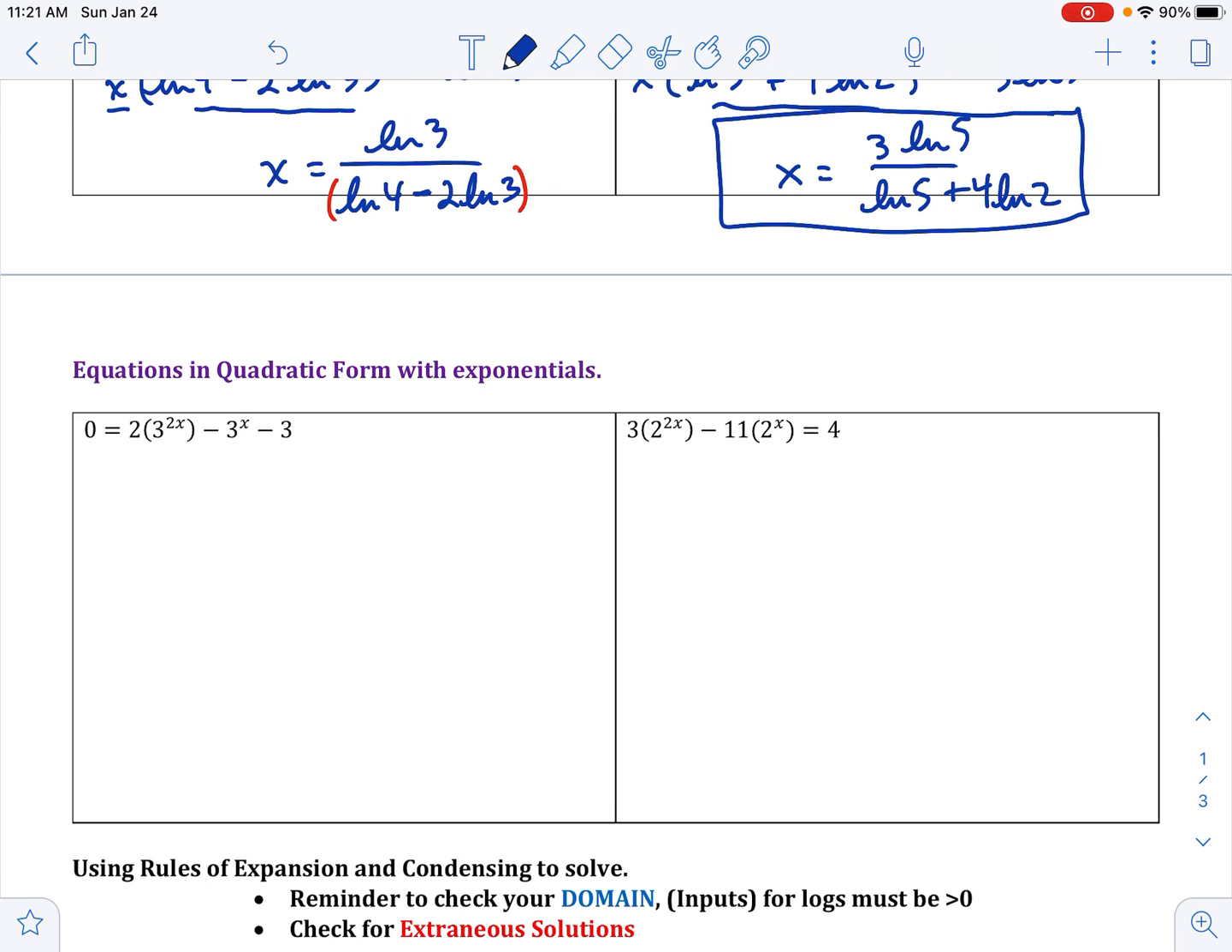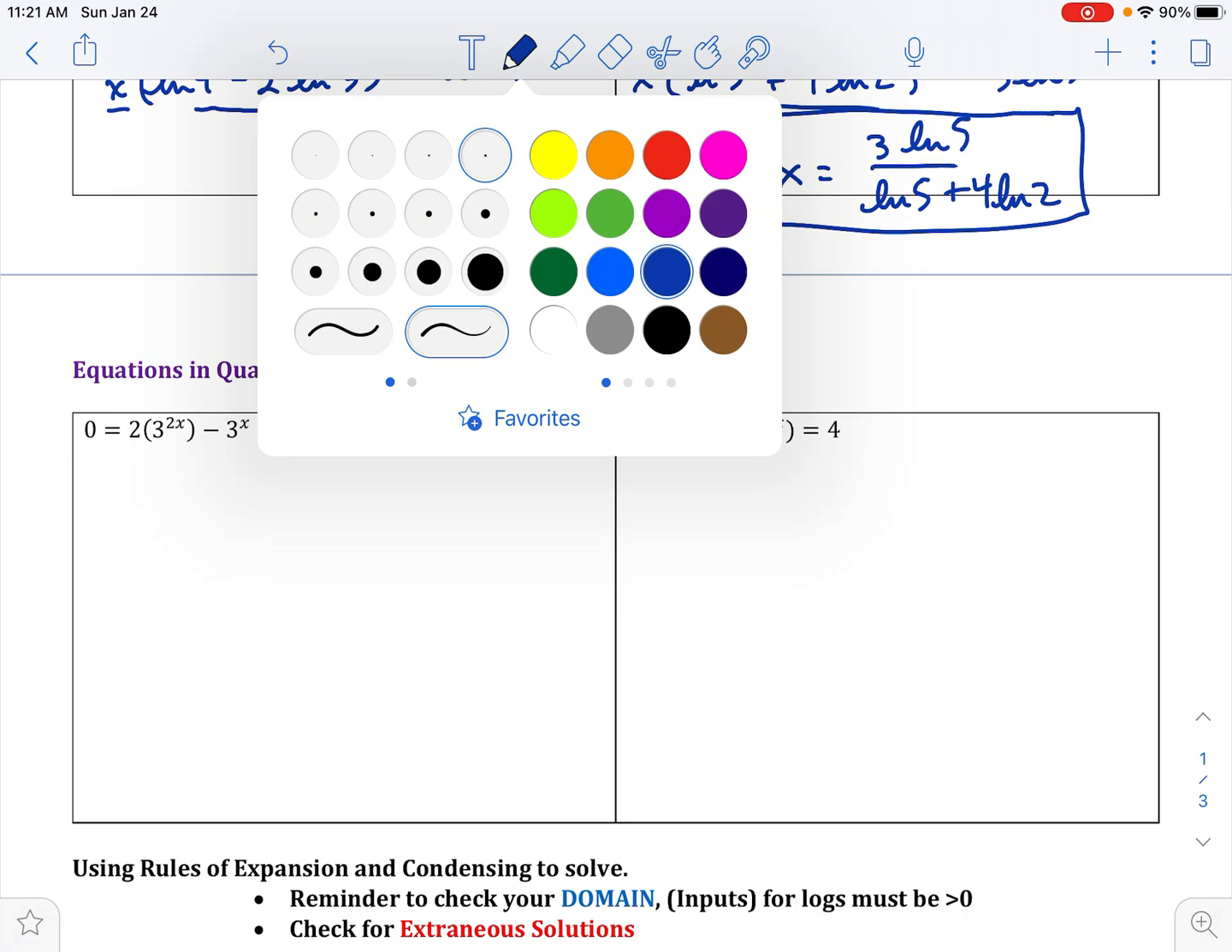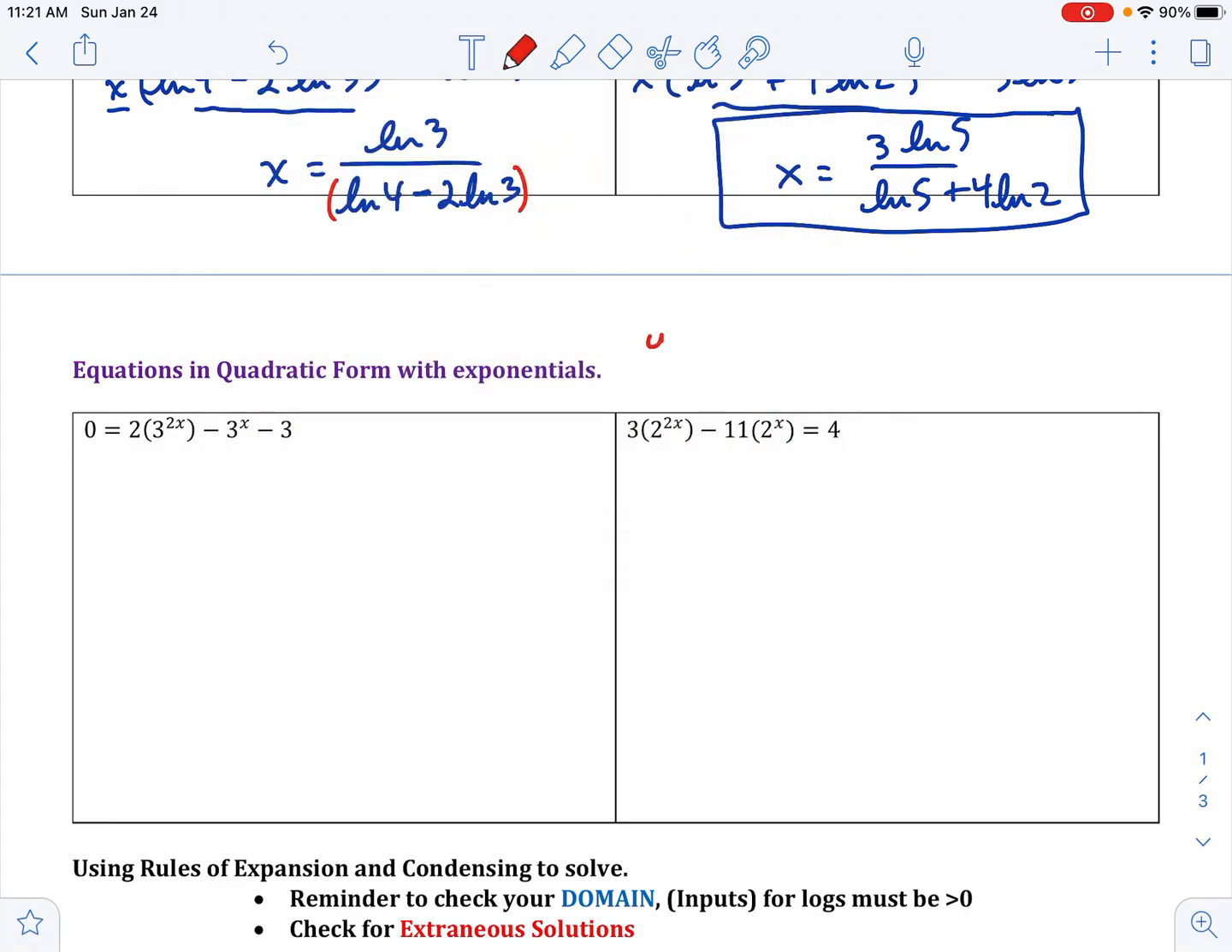Third type of problem to look at. So now we've got bases with exponents, but we've got multiple of them, okay? And it's not a situation where we can just have one on each side, okay? But I also noticed that not only are the bases the same, so are the exponents. They're very, very similar to each other. So we are back to using that idea of u substitution.